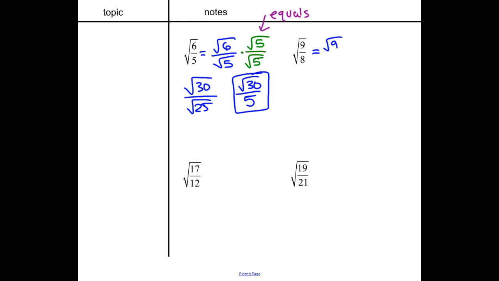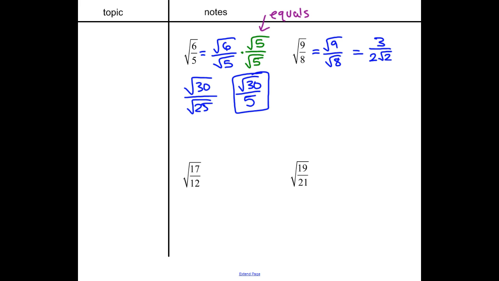All right, let's change this guy over here. It's going to be the square root of 9 over the square root of 8. Now, the first thing I'm going to do is simplify the square root of 8, and I'm going to simplify the square root of 9 as well. So this is really going to become 3 over 2 times the square root of 2.